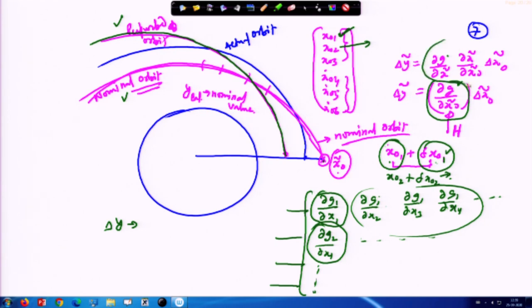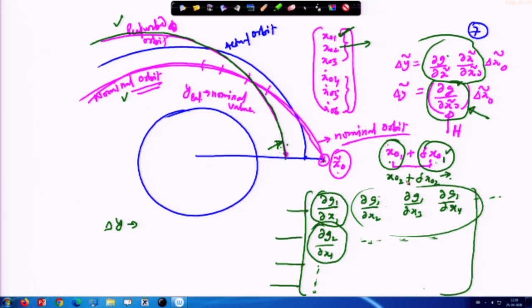Instead of doing all the mathematics, it can be done numerically in a very lucid manner. The only thing is that you need to propagate 6 times. The nominal orbit you propagate only once, but the perturbed orbit you have to propagate 6 times, because every time you are giving perturbation in one of the state variables. This way you will be able to complete this matrix.